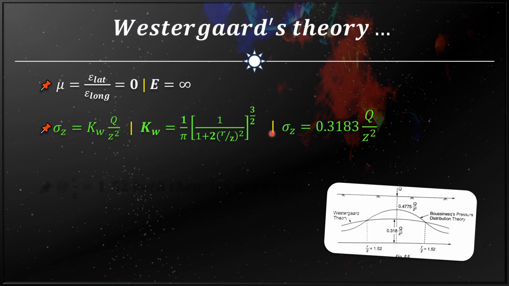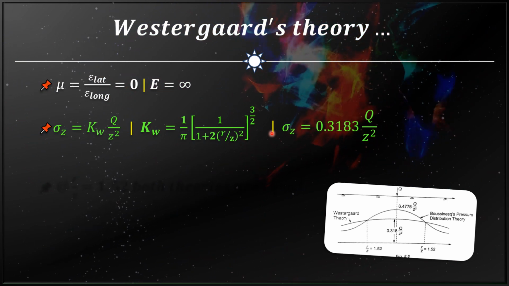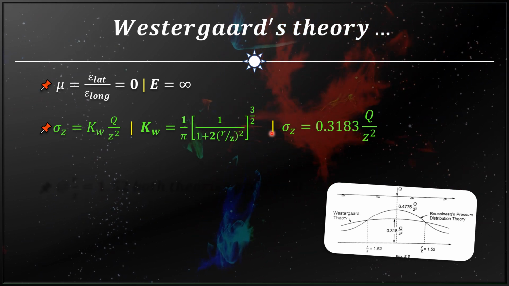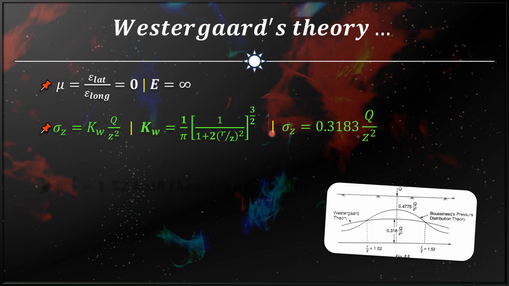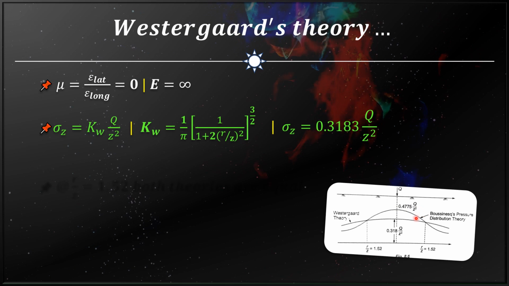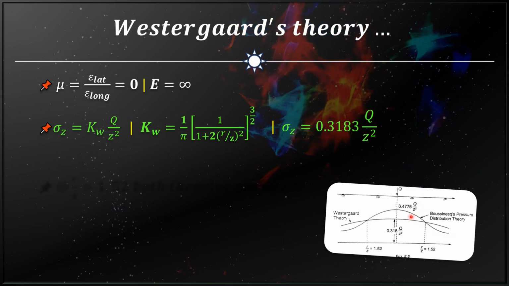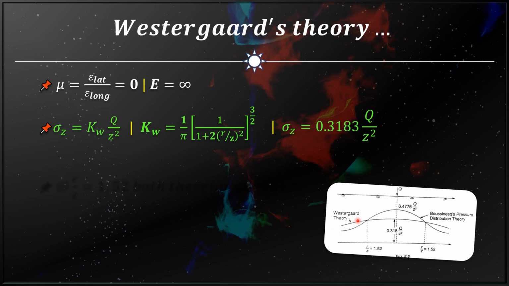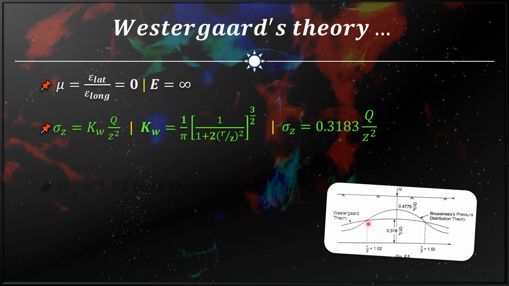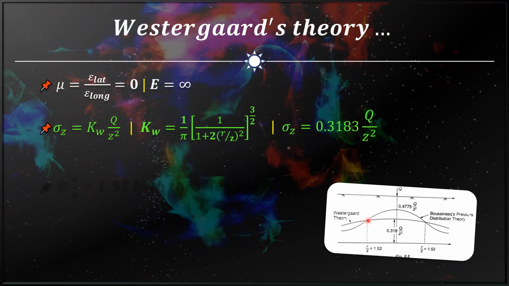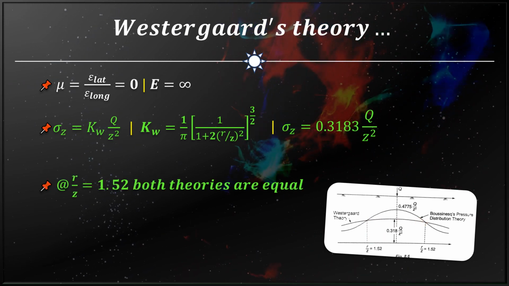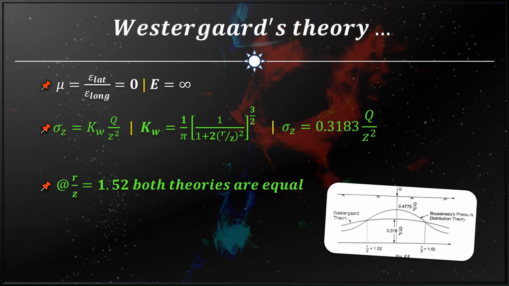And sigma z at maximum stress, that is r is equal to 0. At r is equal to 0, what is the sigma z value? Sigma z is equal to 0.3183 q by z squared. So here you can see clearly the diagram. This bell shaped diagram is for Boussinesq's theory, and this curve is for Westergaard's theory. Somewhere at r by z is equal to 1.52, both the stress values attain the same value, that is, they intersect at one and the same point. That is nothing but at r by z 1.52, both theories are equal.